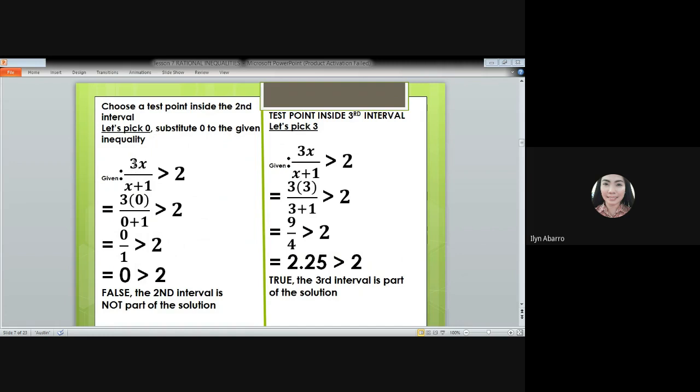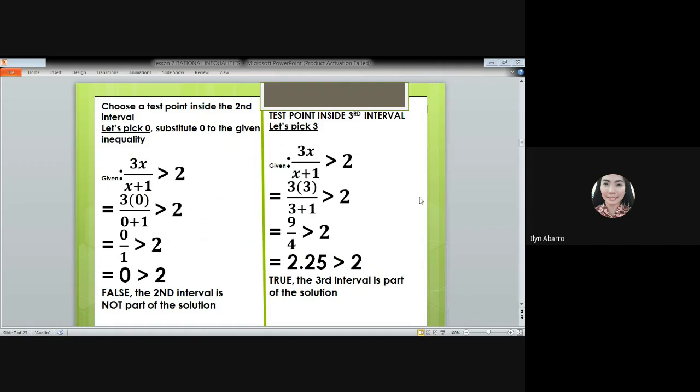So substitute 0 into the given inequality. It will become 3 times 0 over 0 plus 1 is greater than 2. 3 times 0 is 0. 0 plus 1 is 1. Is that greater than 2? 0 over 1 is 0. Is 0 greater than 2? It is false. 0 is less than 2, of course. So the second interval is not part of the solution. The second interval is not included in the solution.